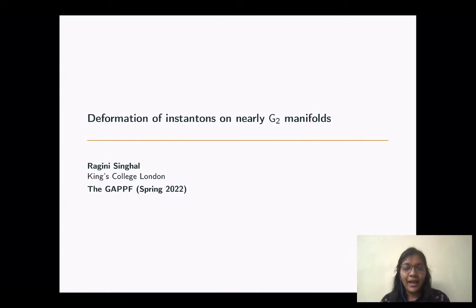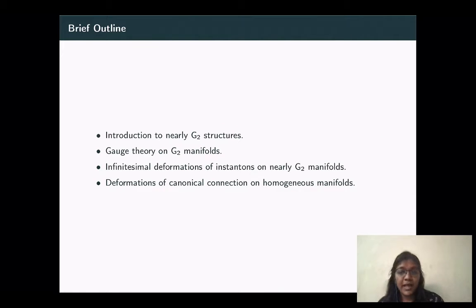I'm Ragini, and in this series of 3 lectures, I'll be talking about the deformation theory of instantons on nearly G2 manifolds. So the plan for these talks, I'll break them down into 3 parts, and in the first lecture, we'll be discussing the introduction to nearly G2 structures. So I'll start with a very basic introduction to G2 structures, and then we will focus on the main type of G2 structure that we are concerned about, that is nearly G2 structures.